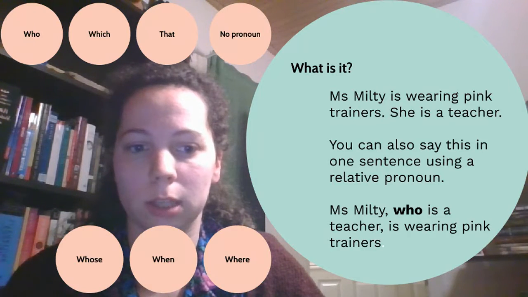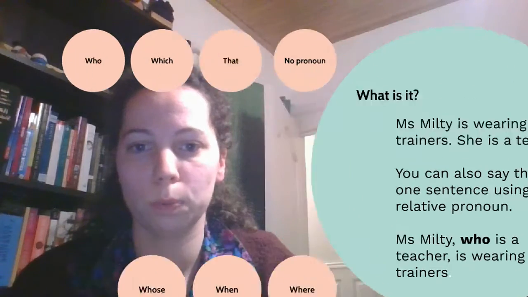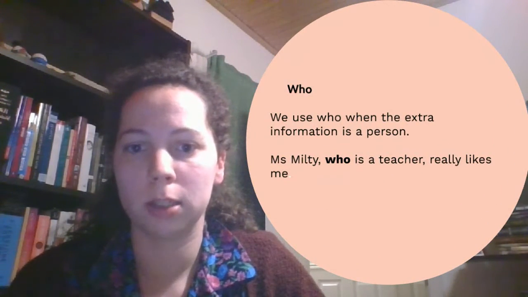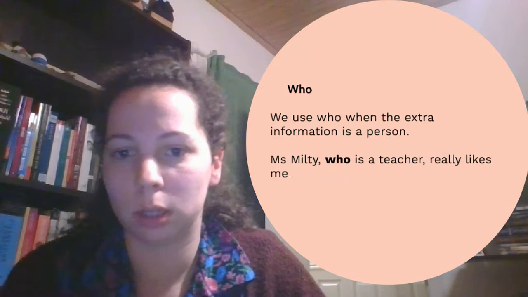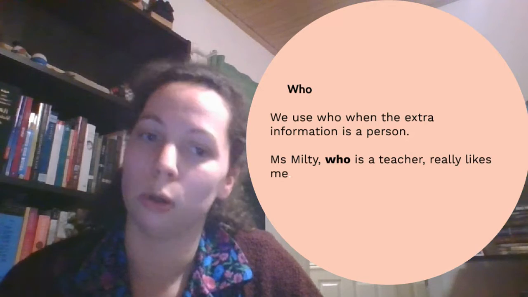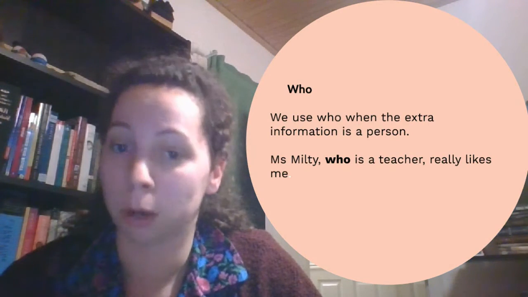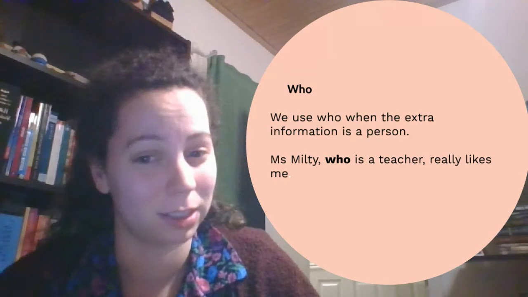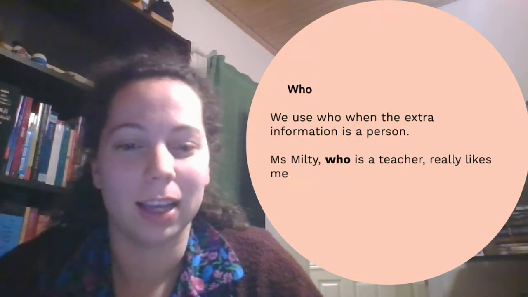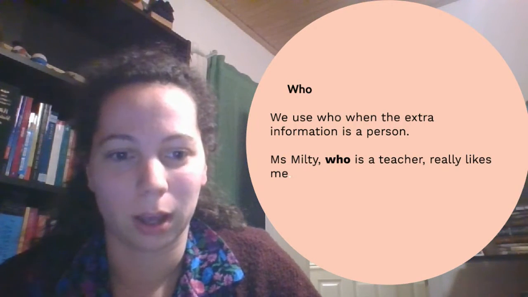We then looked at a couple of these relative pronouns. The first one we looked at was who, was used to refer back to a person, we said. So the extra information you give in the relative clause refers to a person. So Miss Milty, who is a teacher, is about Miss Milty. Miss Milty is a person. Yes, I am a person. You might doubt it sometimes. So you use who at the start of your relative clause.